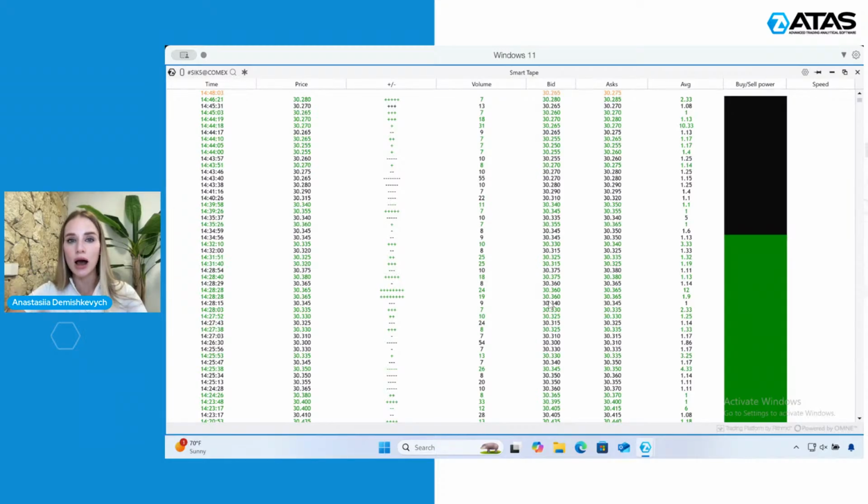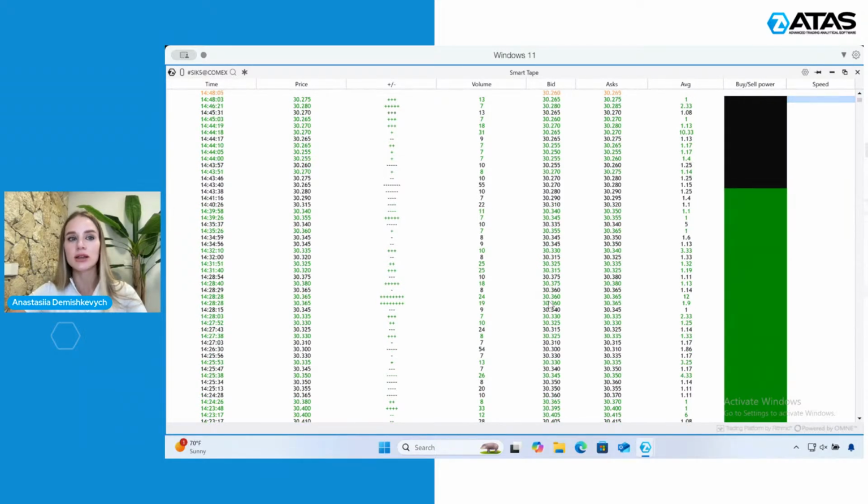So to sum it all up, the purpose of today's session is not to give you specific strategies to use a smart tape. That's something that we are going to be doing in later webinars. It is to give you an idea and understanding of how to read the order flow and which instruments there are in the platform as well that can help you to read the order flow more clearly.